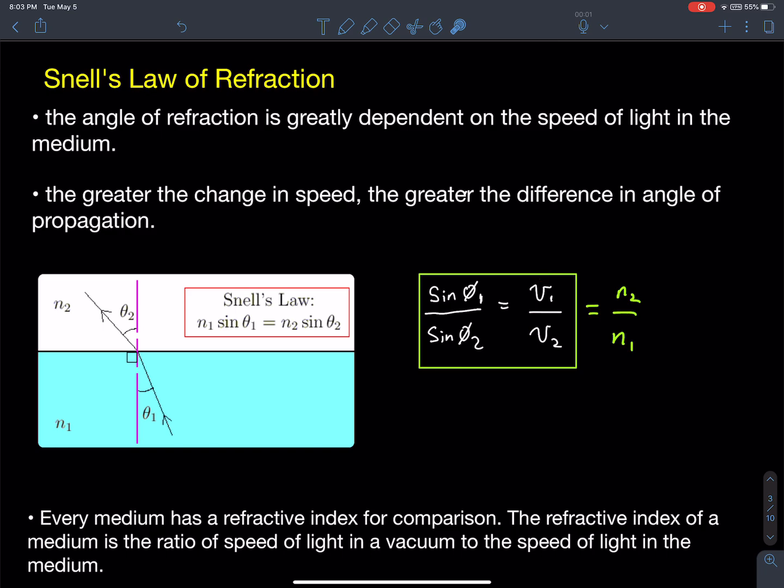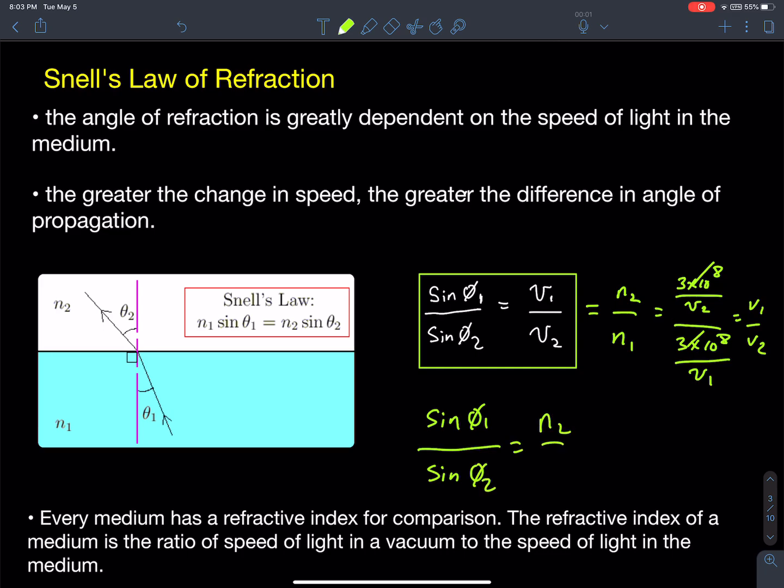So how did we get that relationship? Well, if I substitute the speed of light divided by the velocity in medium 2, divided by the speed of light divided by the velocity in medium 1. Do you see here, that's what the refractive index in medium 2 is, and that's what the refractive index in medium 1 is. Then what I can see is that the speed of light cancels out, and I'll be left with v1 over v2. All right, so we have a relationship. This is in your data booklet. This is what you have in the IB data booklet, which is going to be equal to n2 over n1, which is equal to v1 over v2, okay?